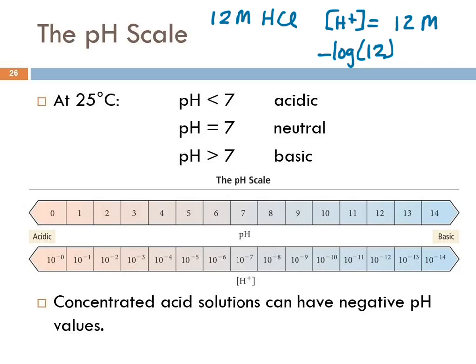It's minus 1.07918. So pH there equals minus 1.08. That's very acidic. So it's possible to have a negative pH, just to let you know.